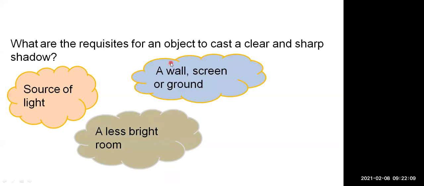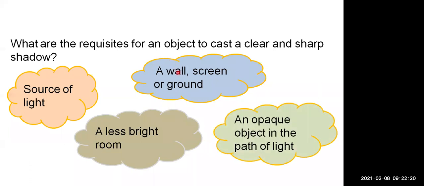Then, for the shadow to be formed, there should be a screen, or the shadow may be formed on the ground, or it can be formed on a wall. And then the most important thing is you should use an opaque object for the formation of shadow. So the important things are a source of light, a screen, and an opaque object.